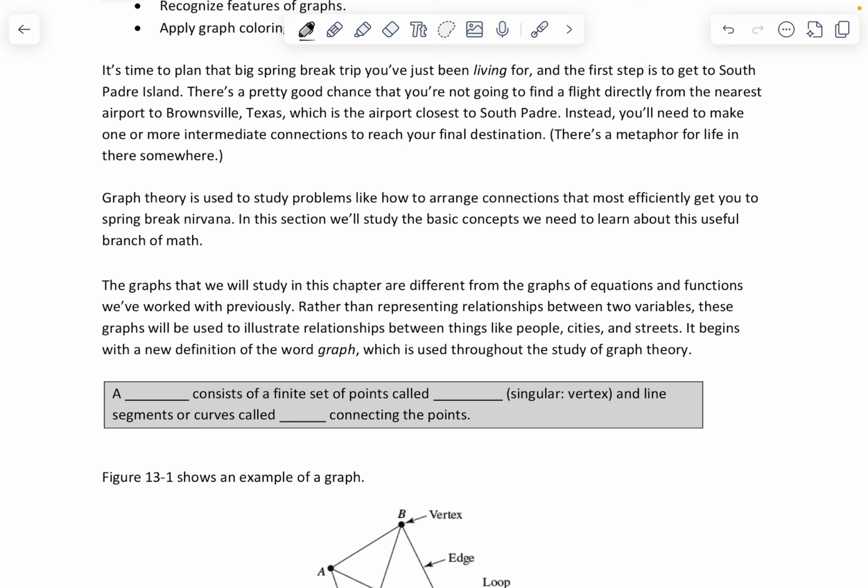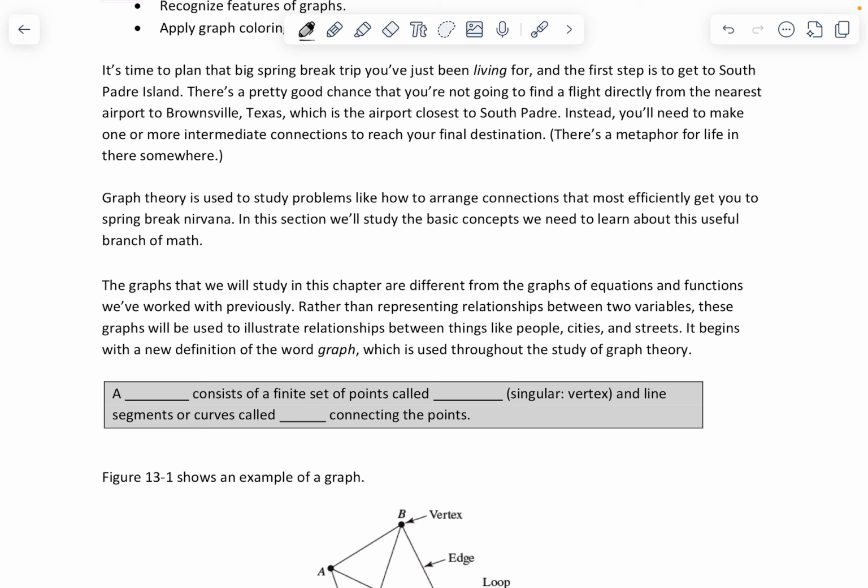Graph theory is used to study problems like how to arrange connections that most efficiently get you to something like spring break nirvana. In this section, we will study the basic concepts that we need to learn about this useful branch of math.